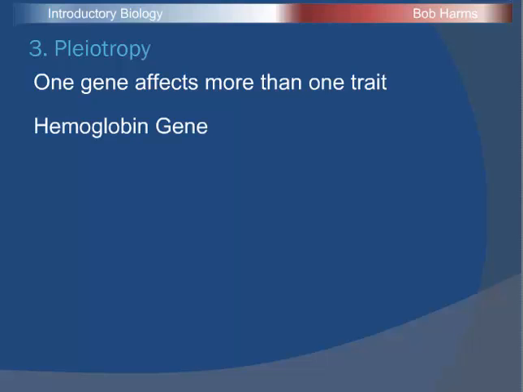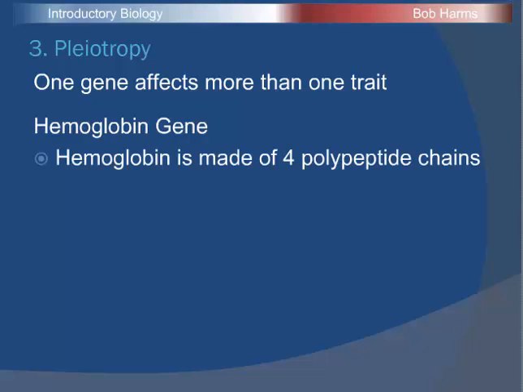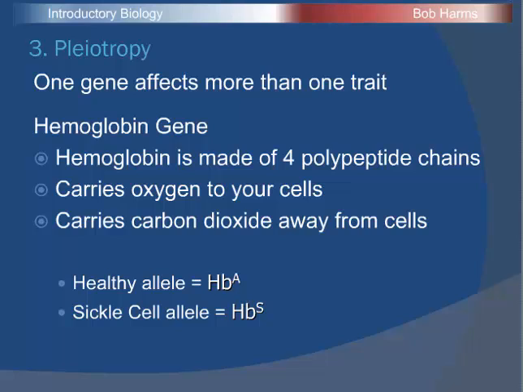And a good human example of that is if we look at the hemoglobin gene. We know that hemoglobin is a protein made up of 4 different polypeptide chains, or 4 long chains of amino acids. They all fold together to make that functional hemoglobin protein. Within our cells, hemoglobin carries oxygen to the cells. It also gets rid of waste products like carbon dioxide.